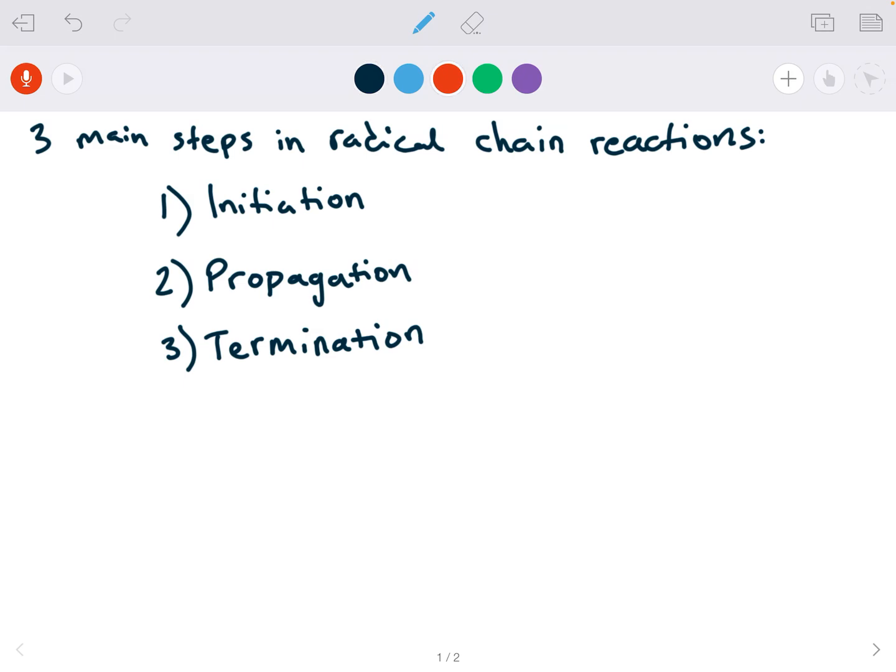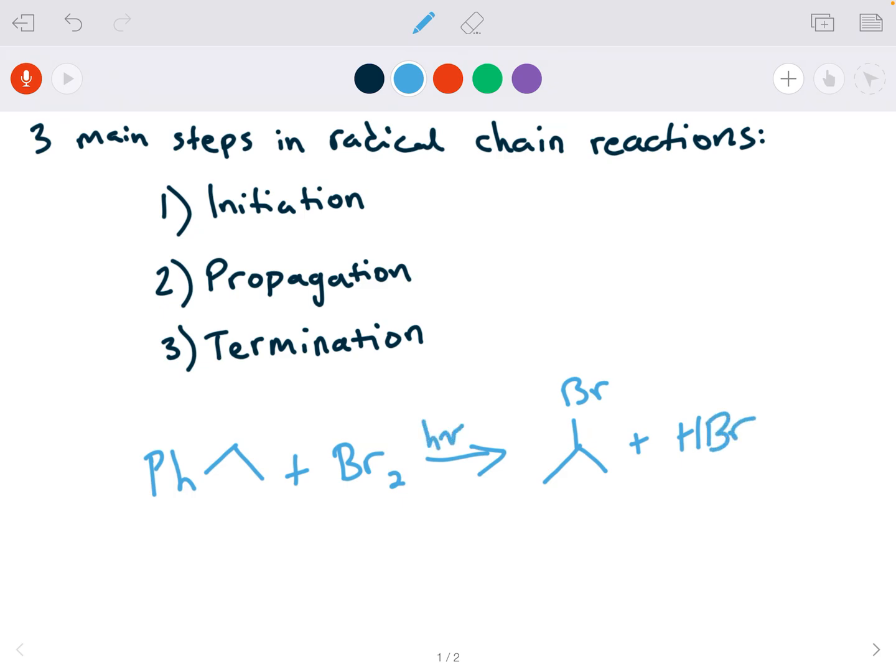So here, the example I'm going to use of the reaction will be catalyzed by light. That's the entire net reaction, but you'll see there are steps, especially part of the propagation and initiation phase, that you don't necessarily see looking at this net reaction that happen in a radical chain reaction.